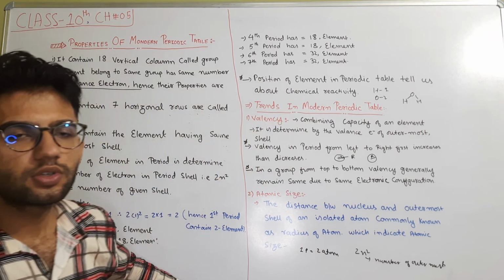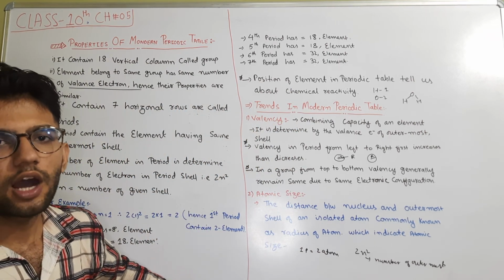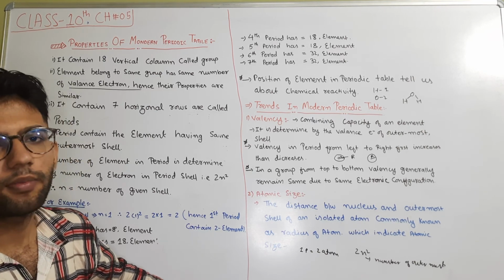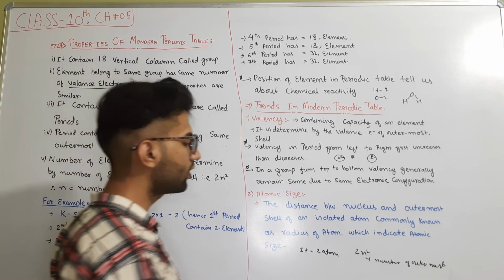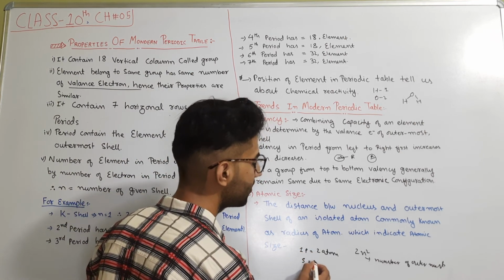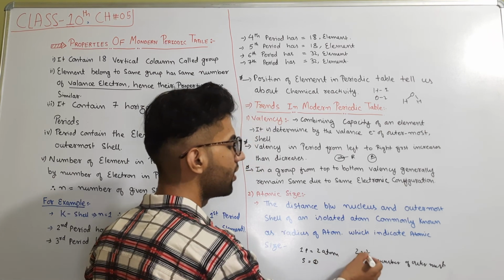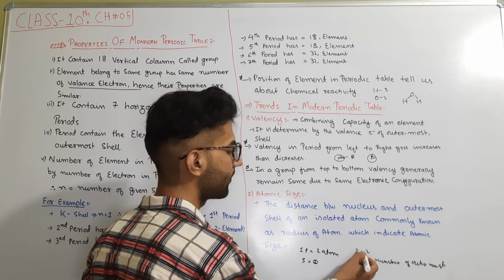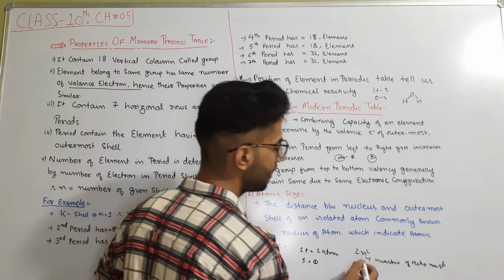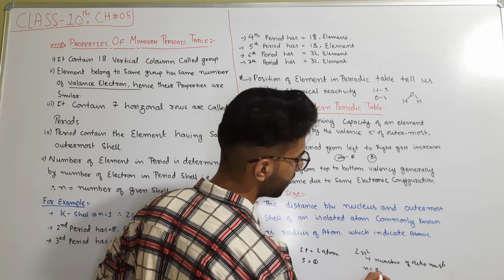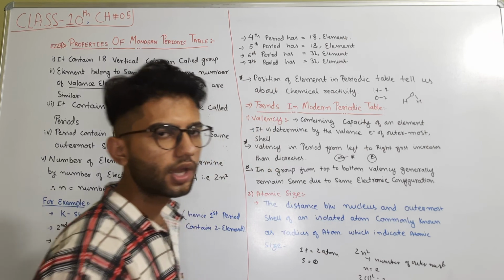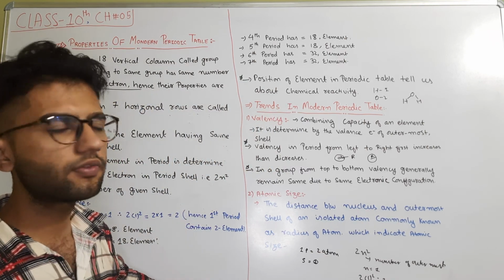The number of the outermost shell of the period will decide how many atoms should be present in the period. In the first period, the outermost shell is the S shell, which has a maximum of 2 electrons. We can prove this with the formula: for the first period, the value of n, the number of the outermost shell, is 1. So we solve 2 into 1 whole square, and the answer comes to 2. Hence there are 2 atoms present in the first period.